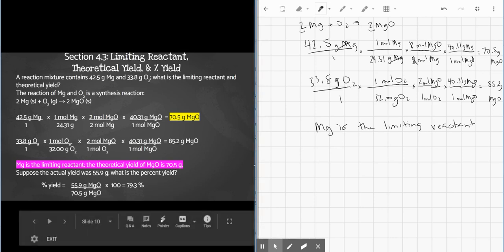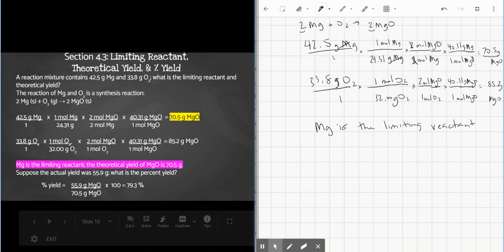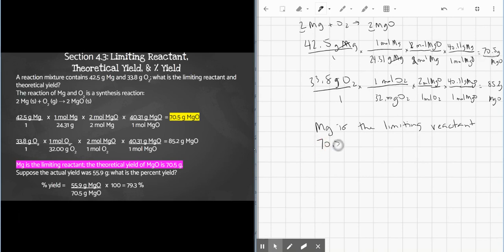And it says calculate the theoretical yield, where we just did. So this 70.5 grams of MgO is the theoretical yield. Okay, theoretical, that is an E. So that's our theoretical yield.